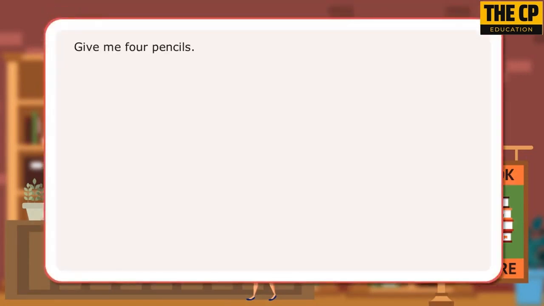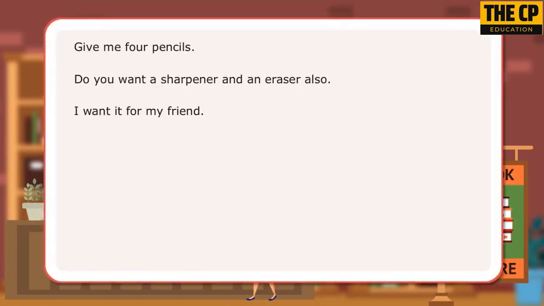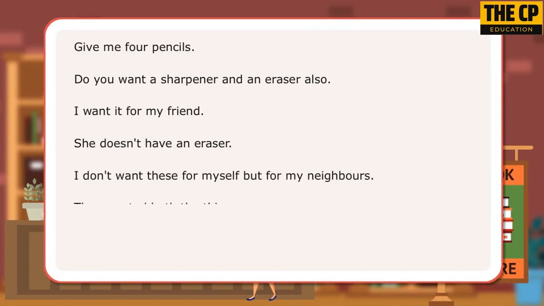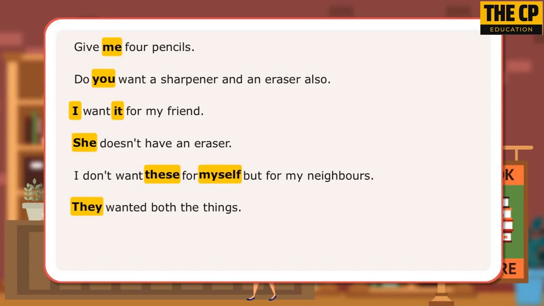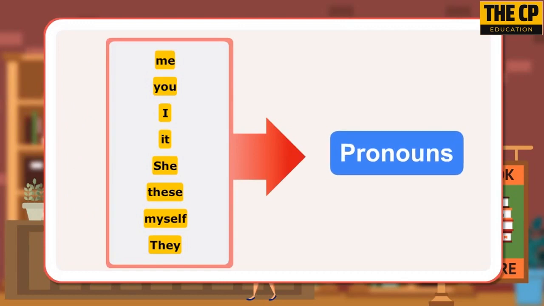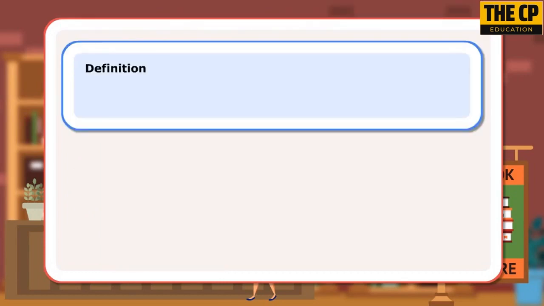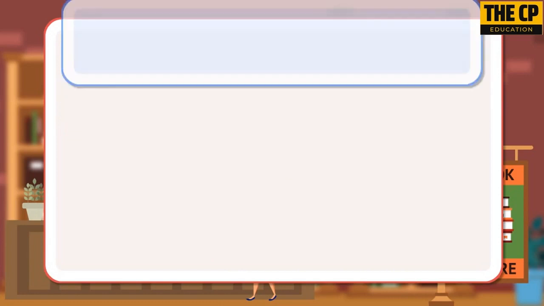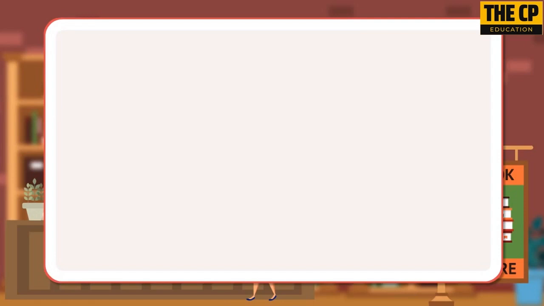In the dialogues, the girl and the shopkeeper have used several words in the place of nouns. The words me, you, it, I, she, these, myself, they are examples of pronouns. Definition: a pronoun is a word which is used in place of a noun. Let us look at a few sentences.